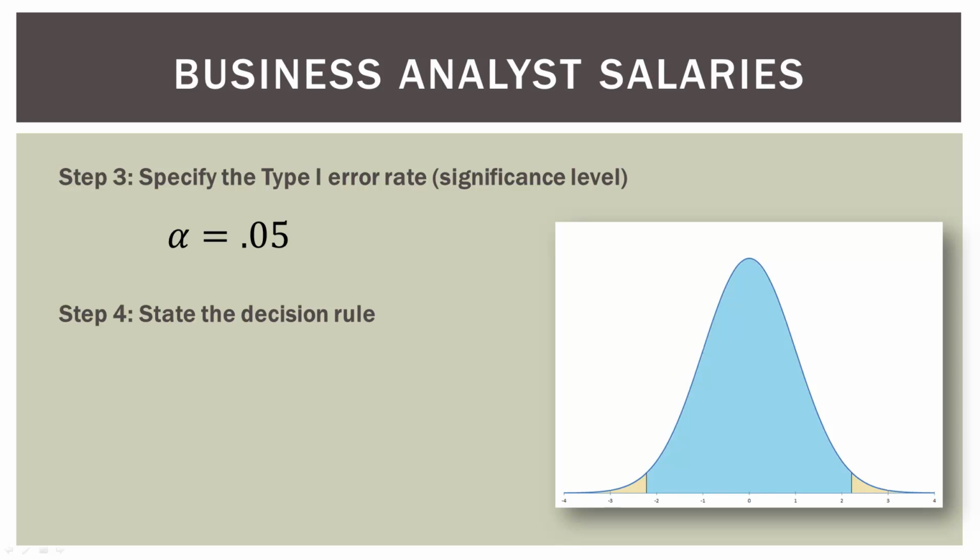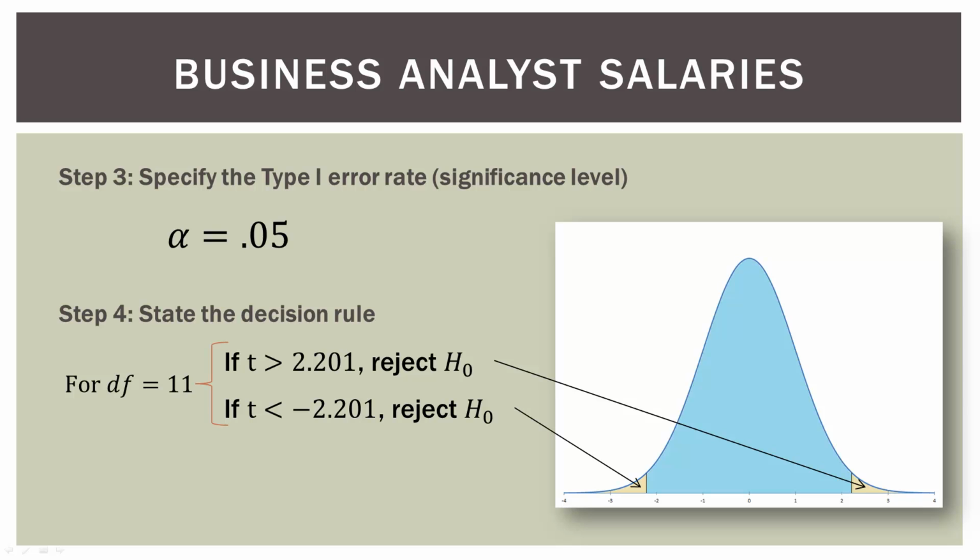So state the decision rule. Now remember, we are using the t-distribution, so the location of our critical values in our regions will depend on our sample size and our alpha. So in this case, our sample size is 12. Therefore, our degrees of freedom is 11. So we will consult our t-table. We'll find the column that is a two-tailed test at an alpha of 0.05. Then we'll find the row that is 11 degrees of freedom. We'll find where those intersect, and we find that we have a t-value of 2.201. So our critical values are t plus or minus 2.201.